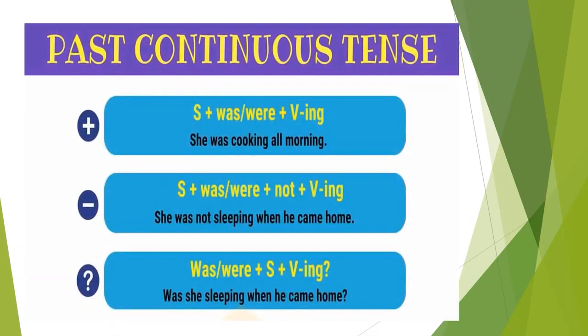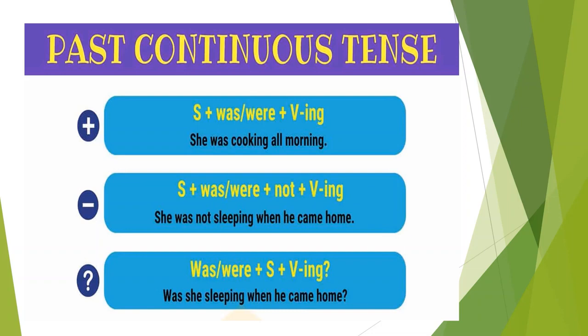So we have here the structure of past continuous tense. Let's go first to the affirmative. Subject plus was or were plus verb ing. We have here an example. She was cooking all morning.